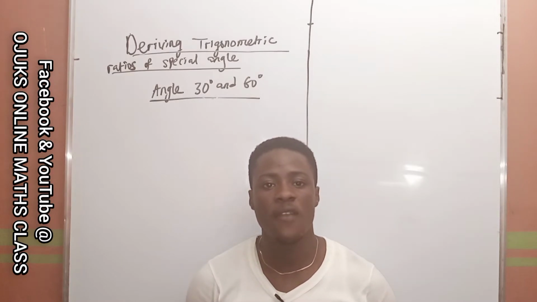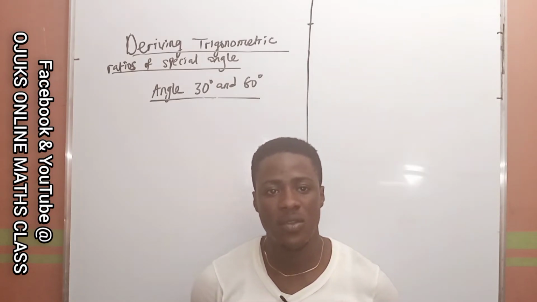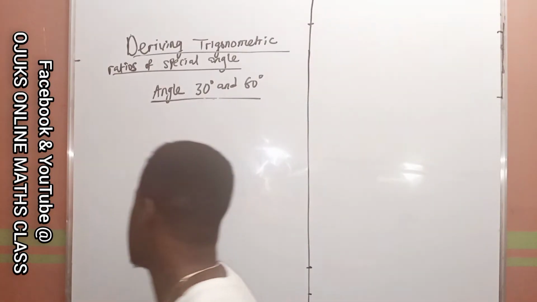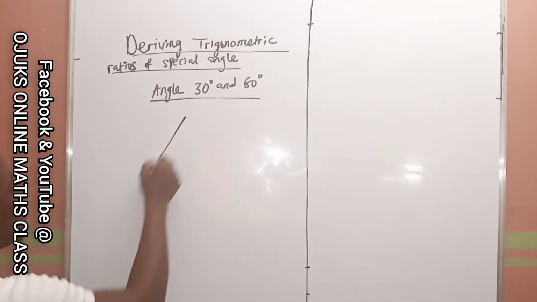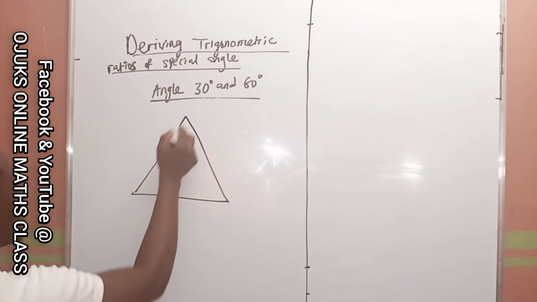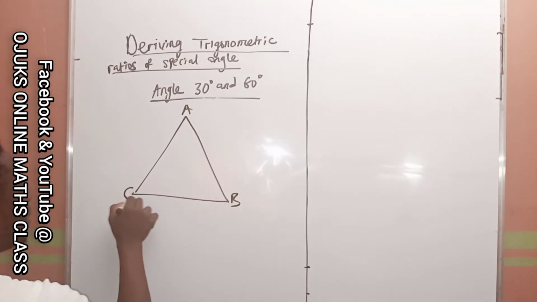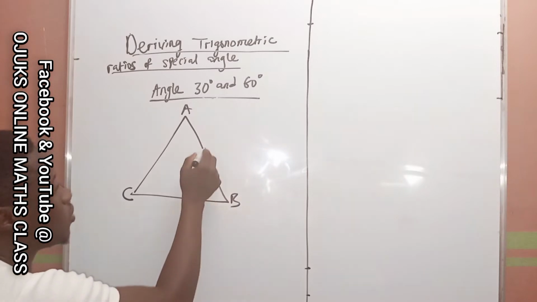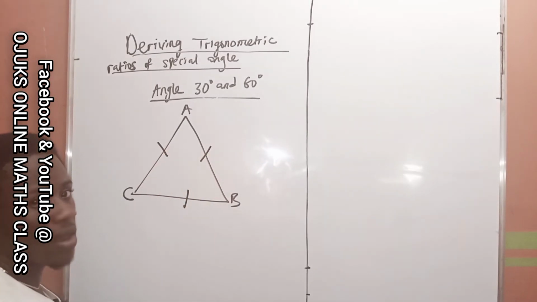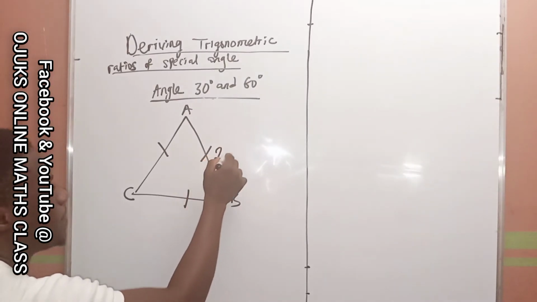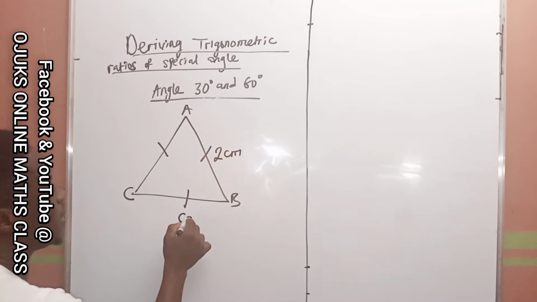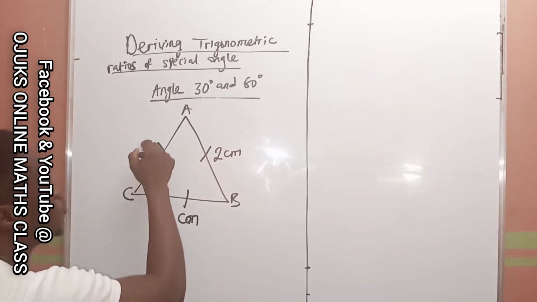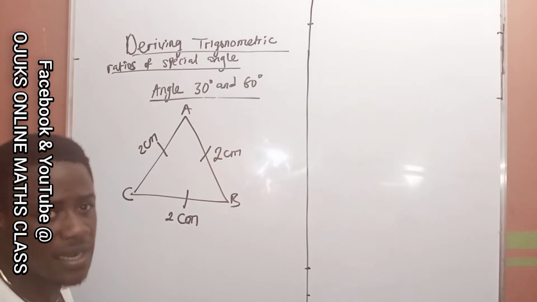And to do that, we have to draw an equilateral triangle. So we have an equilateral triangle ABC, or if you are given an equilateral triangle ABC as we have on the board. We all know that one of the major features of an equilateral triangle is that the three sides are all equal. So here, here, and here are all equal. In this equilateral triangle, if here is 2 cm, automatically here is 2 cm. Here also should be 2 cm.